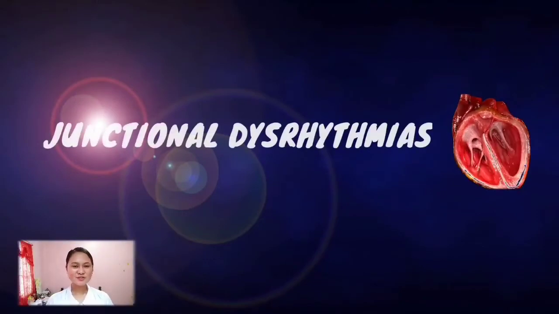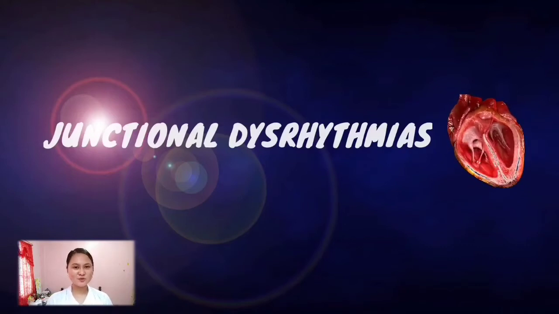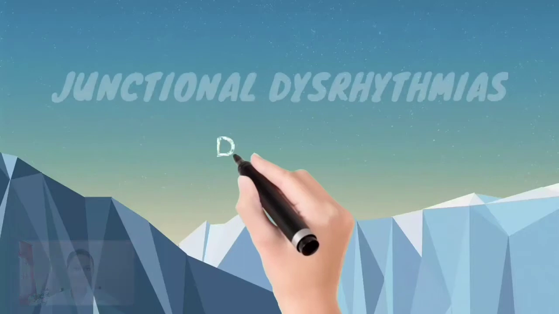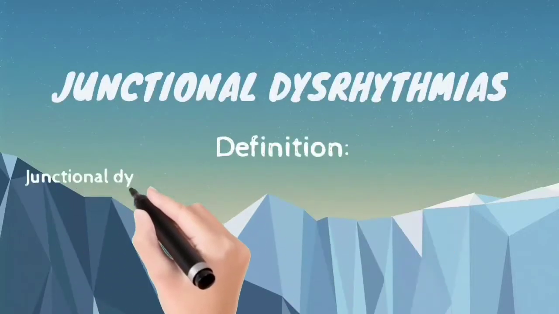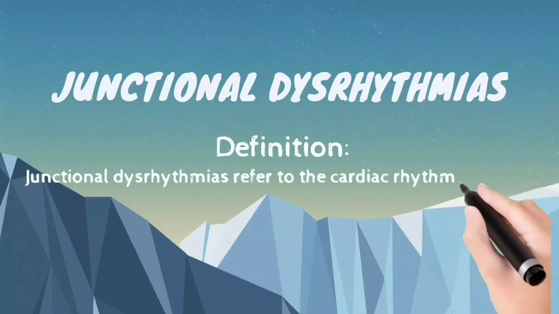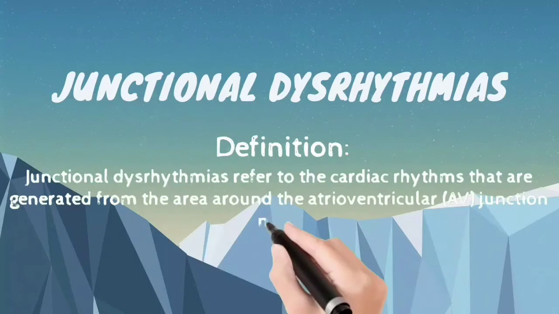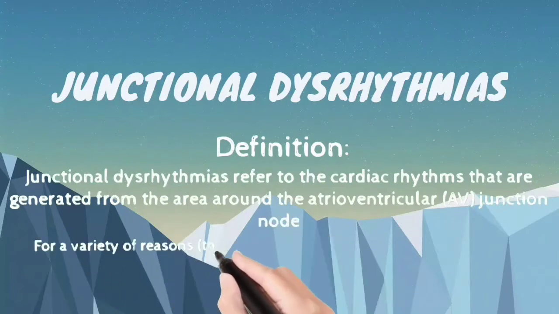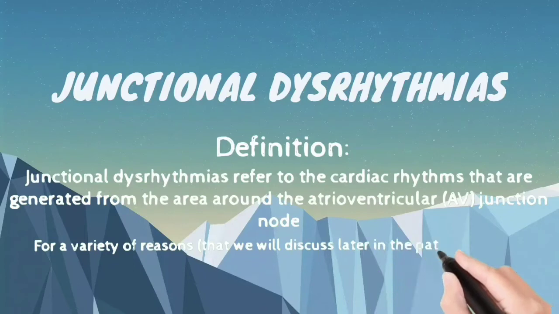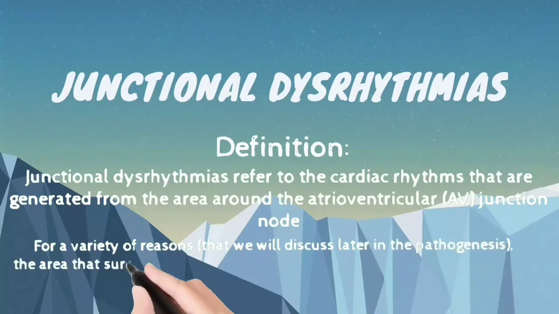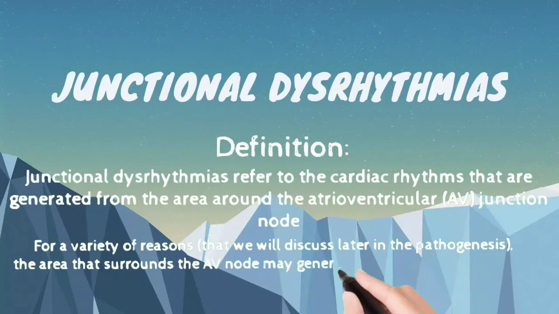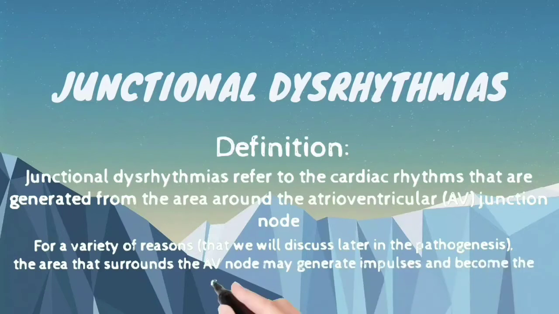I hope you guys understood the overview I made of the conduction system. Now that we understand what the conduction system is and how junctional dysrhythmia occurs, it is easier for us to grasp what it is. From what we learned in the conduction system of the heart, junctional dysrhythmias refer to the cardiac rhythms that are generated from the area around the atrioventricular junction node. For a variety of reasons that we will discuss later in the pathogenesis, the area that surrounds the AV node may generate an impulse and become the cardiac pacemaker.